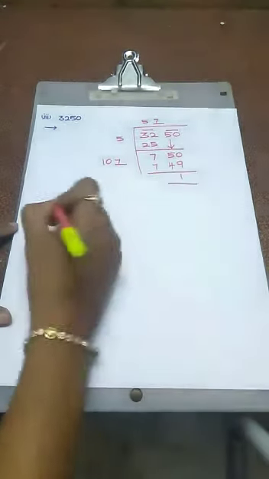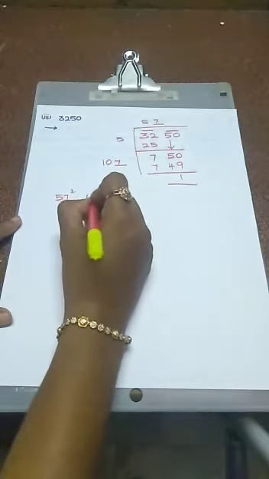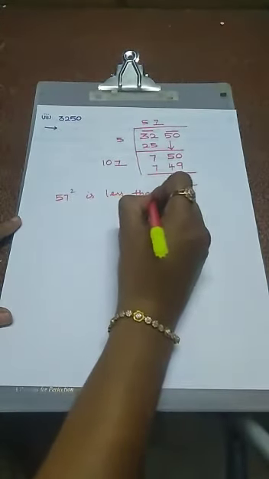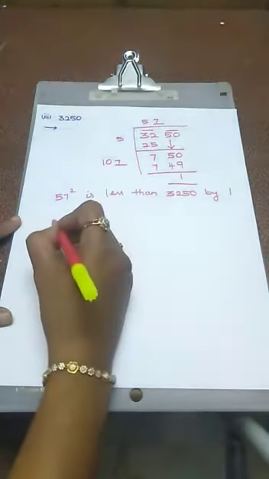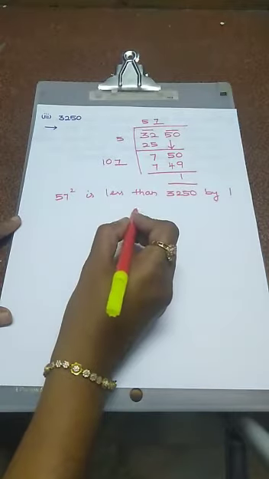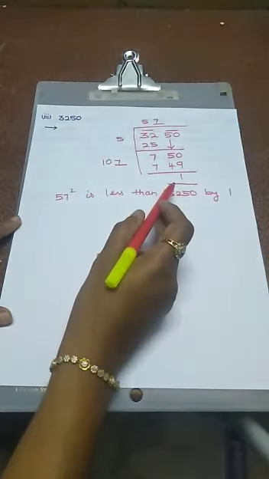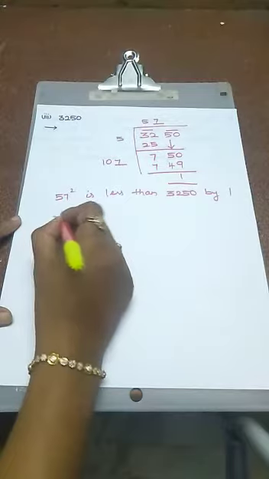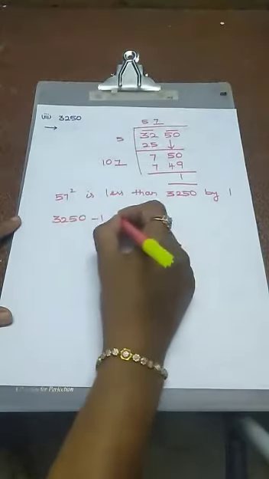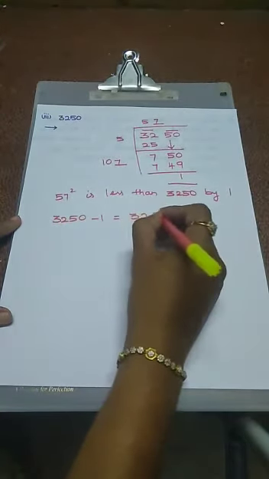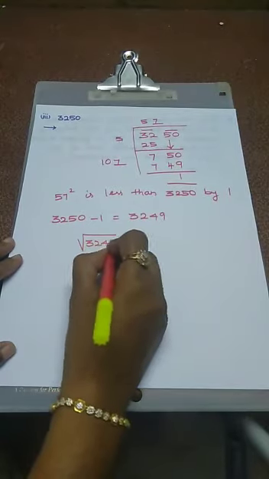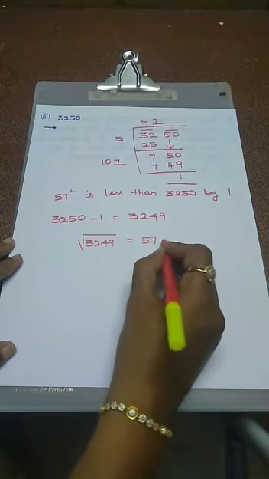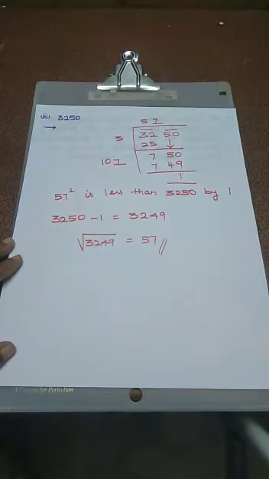This shows that 57 square is less than 3250 by 1. This means if we subtract the remainder from the number, we get a perfect square. So the required least number is 1. So subtract the value: 3250 minus 1. So the value is 3249. What is the square root of 3249? Already we got the answer. That is 57. So the square root of 3249 is 57.